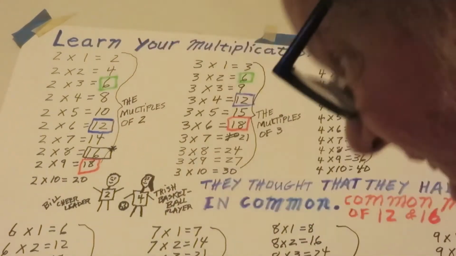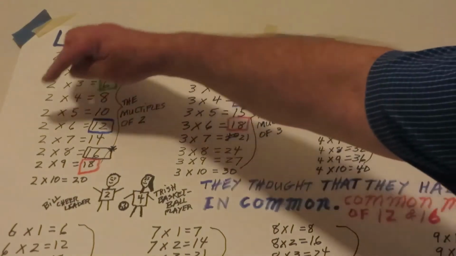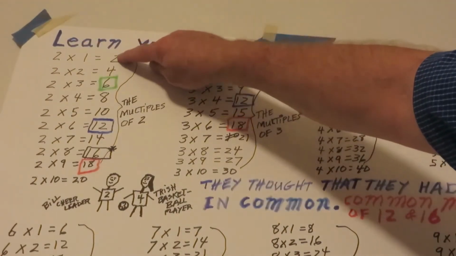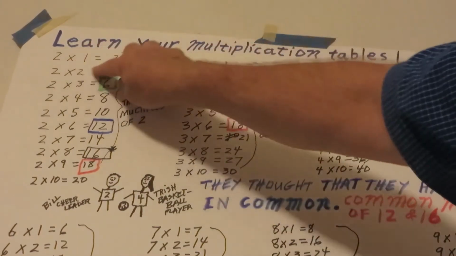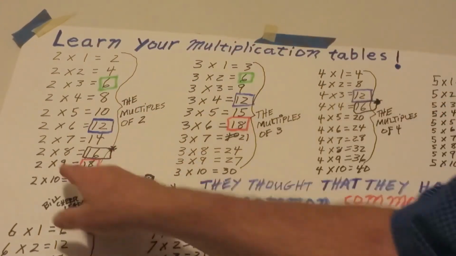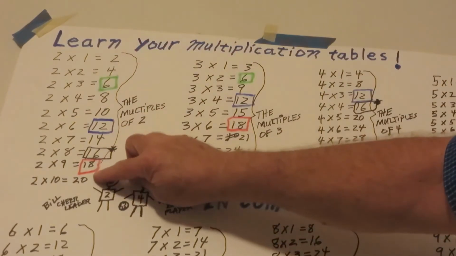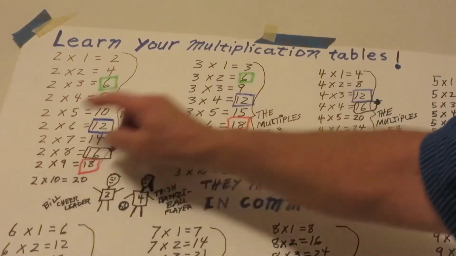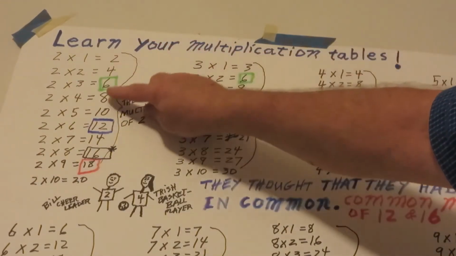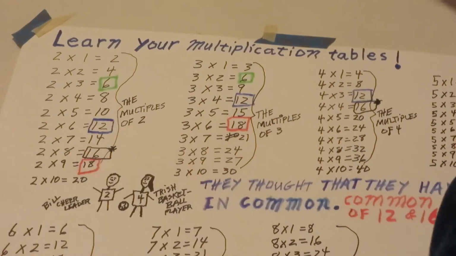I've written out the times tables partly to demonstrate something else. When we line up the times table like this, the answer to these multiplications, also called the product, they line up and we call them the multiples of. So the multiples of number 2 are 2, 4, 6, 8, 10, 12, 14, 16, 18, 20. It goes on, but that's a good start.